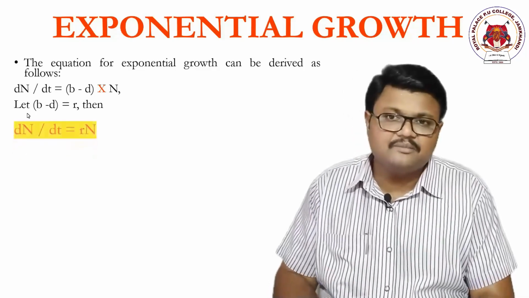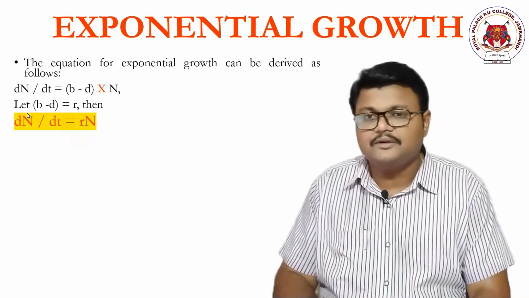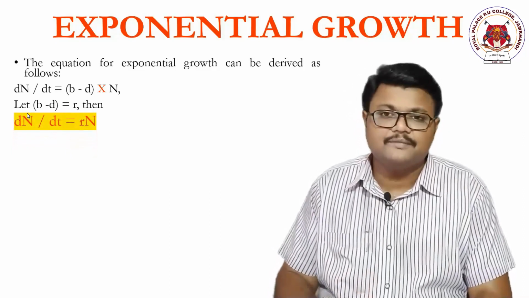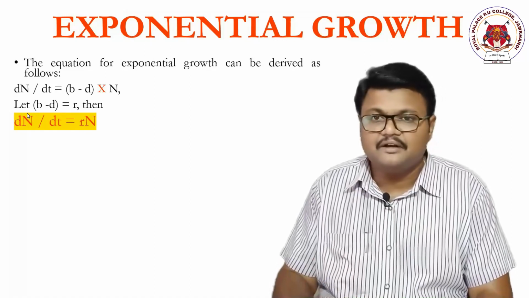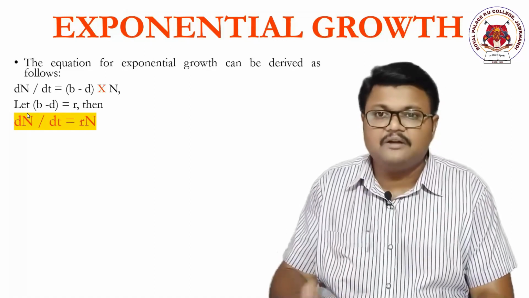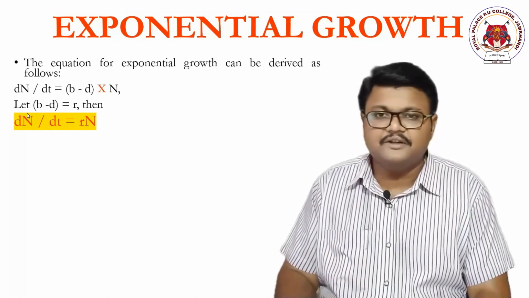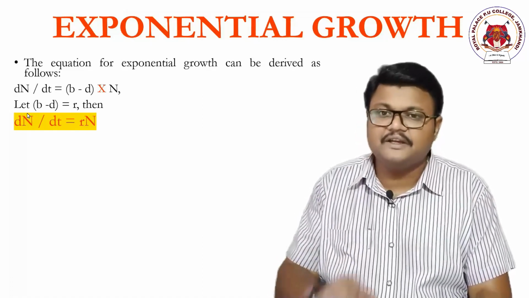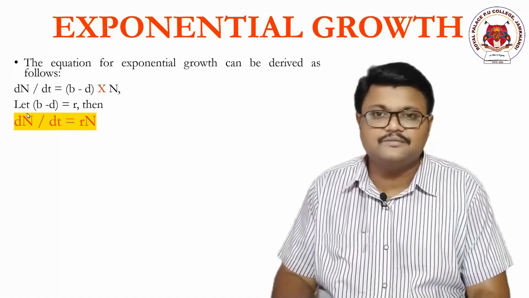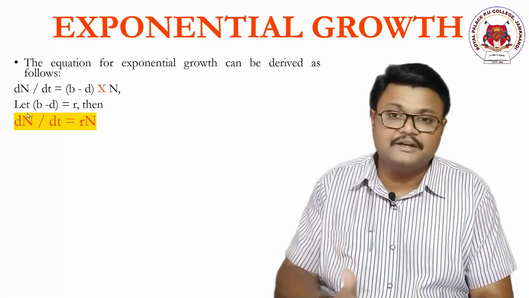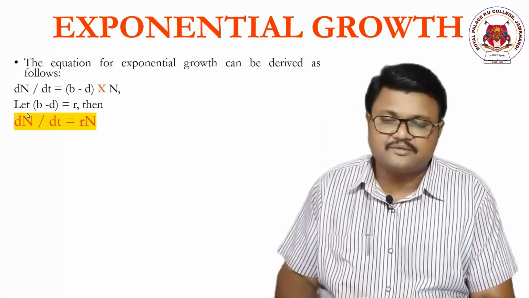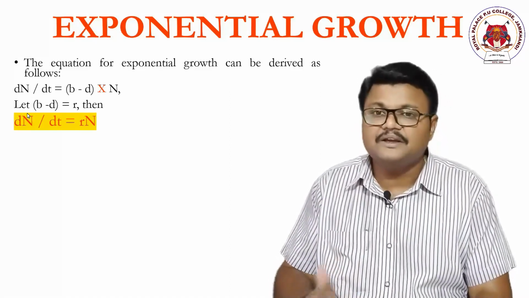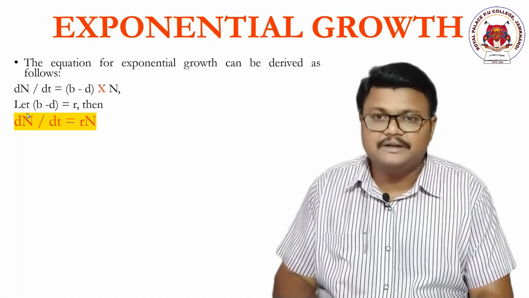Now the equation becomes dN/dt = rN, wherein dN/dt is nothing but the rate of change of population size or density with respect to time, and it is directly proportional to, or equals, the rate of natural increase, that is r, into the total number of organisms. I repeat, dN/dt gives you r into N.